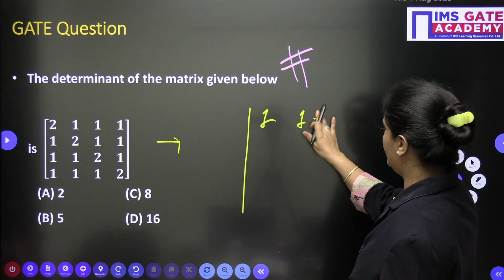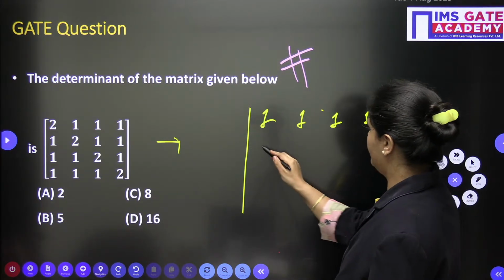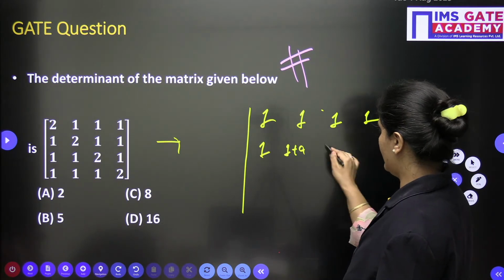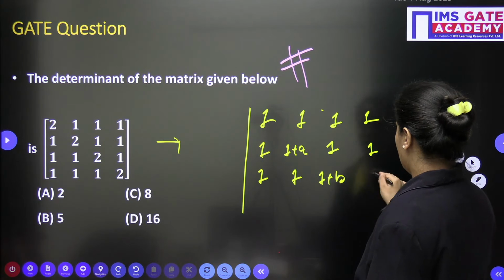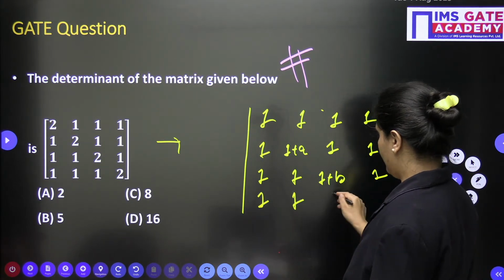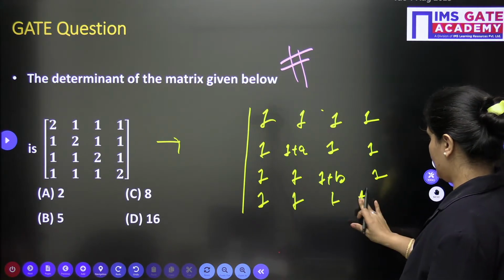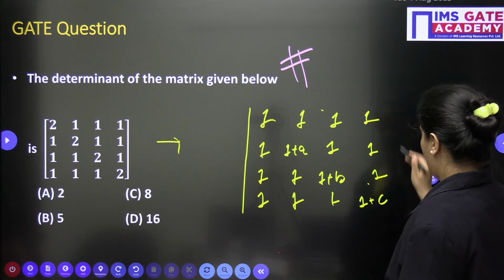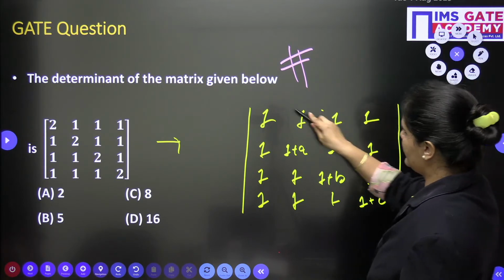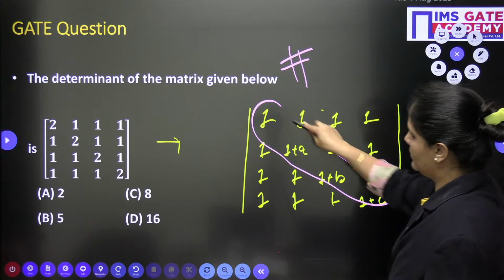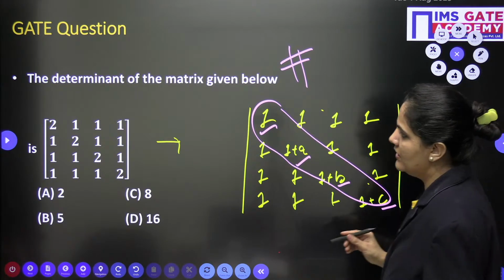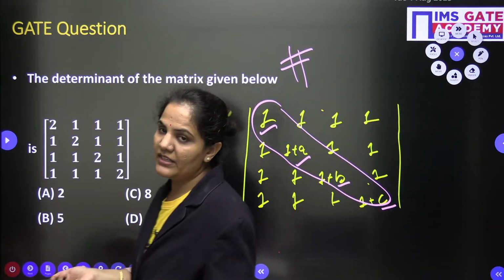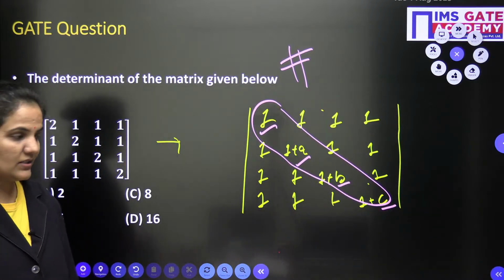which we already learned: the determinant with 1 1 1 1, 1 plus a 1 1 1, 1 plus b 1, 1 1 1 and 1 plus c. They will tell me, ma'am, the result is actually 1 into 1 into 1 into 1. So the result is 1, but 1 is not in the option.